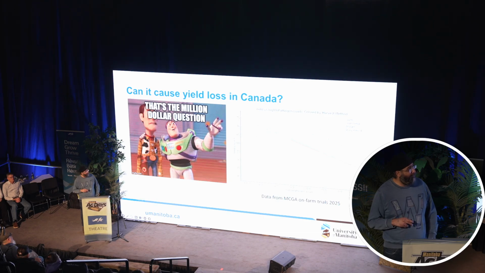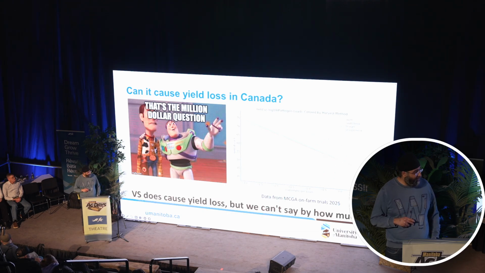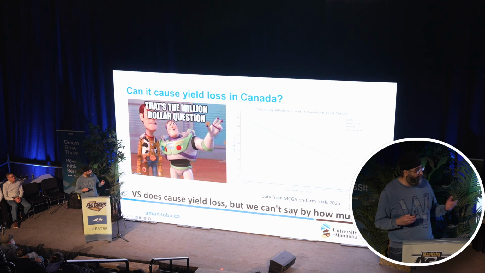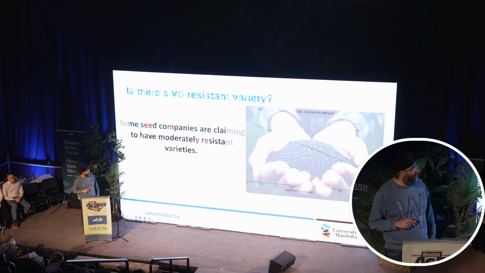So here on the y-axis you have the yield, on the x-axis you have the amount of pathogen which was present in the soil or the stubble sample. And as you can see, as the verticillium DNA or verticillium load in the soil or stubble is increasing, the yield tends to drop. But our challenge is that because of the design of this trial, we can see that the yield is dropping, but we do not know exactly by how much.